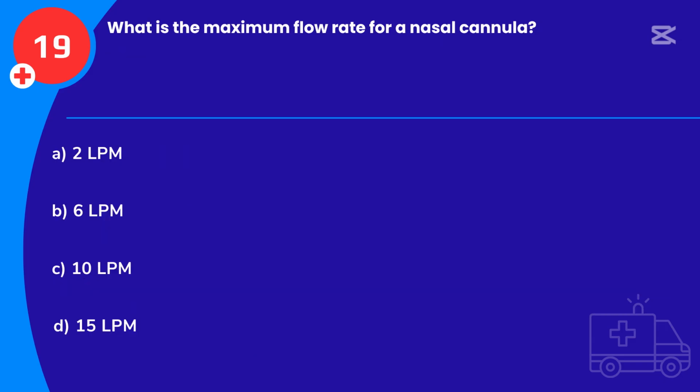Question 19. What is the maximum flow rate for a nasal cannula? A. 2 lpm. B. 6 lpm. C. 10 lpm. D. 15 lpm.